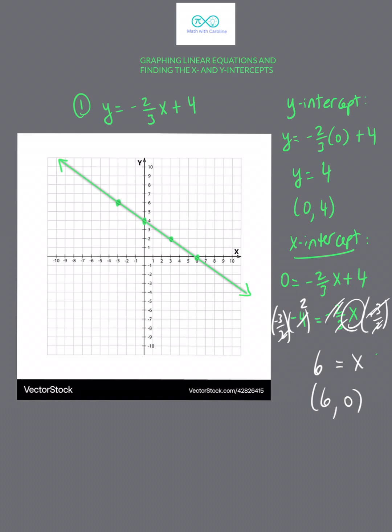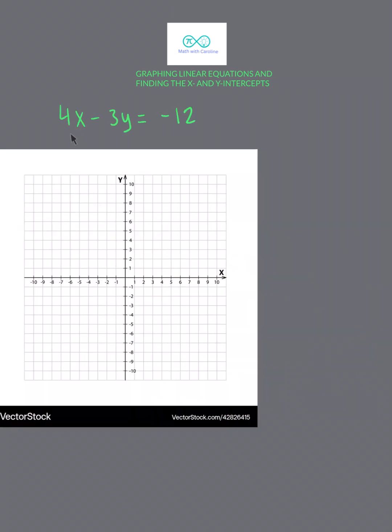Now let's look at another example where the linear equation is given in standard form. When an equation is given in standard form with the x term, then the y term equals the constant, and you have no fractions and the value in front of x is positive, that's standard form. This really helps you find the x and y-intercepts very quickly, because when x is 0, this goes away, and you can just set negative 3y equal to negative 12. When y is 0, this whole term goes away, so you can just set 4x equal to negative 12.